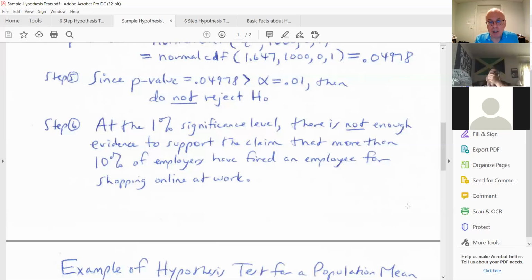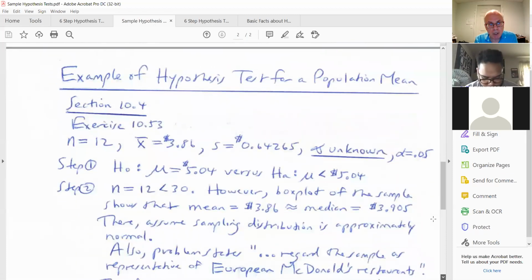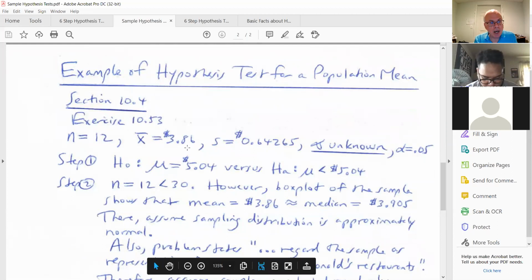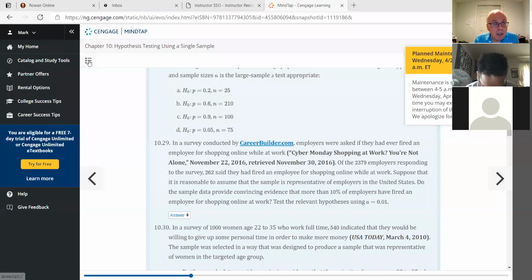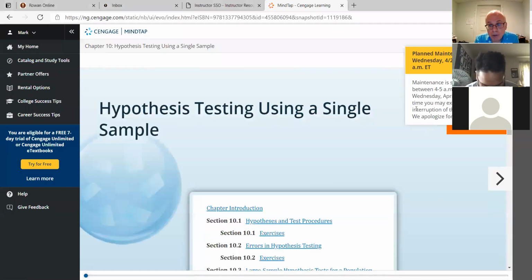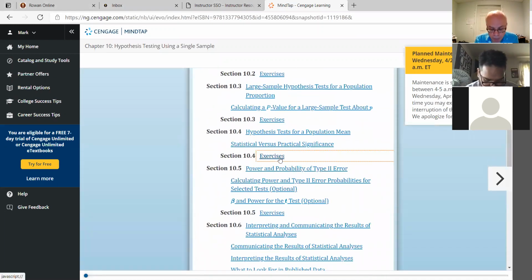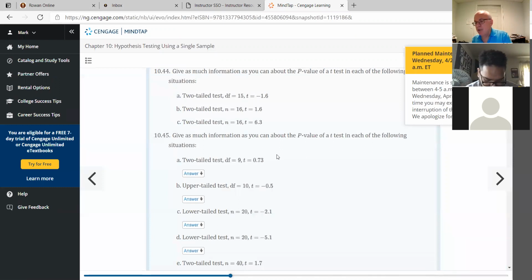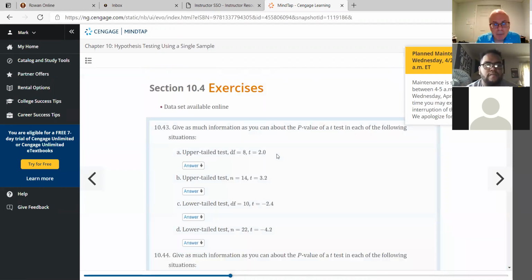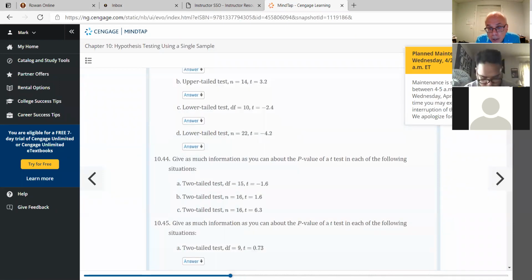Okay. Let's look at another example, and we'll run through this a little more quickly because now that you know the steps, it makes sense. This is section 4, exercise 53. Let's go back to the ebook, and we'll go to section 4. Exercise. And this is number 53. Scroll down to get to number 53.